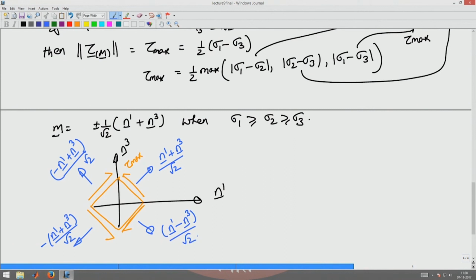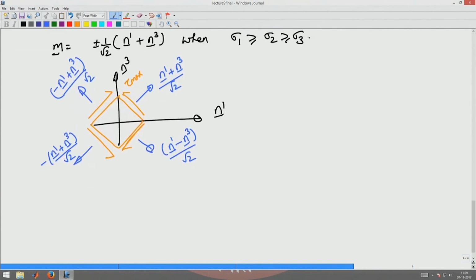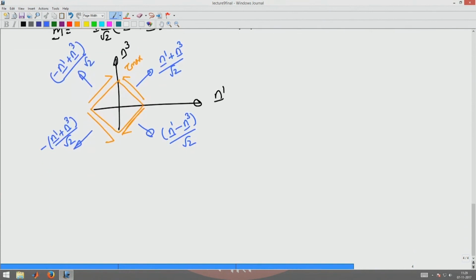Okay. Now, all these 4 normals give you the same tau max, because tau max will occur in pairs, complementary shear stresses are to be same, sigma xy is same as sigma yx, and hence you get these 4 normal planes. Okay. Now, having done the maximum shear stress, next I am interested in defining what is called as an octahedral plane.